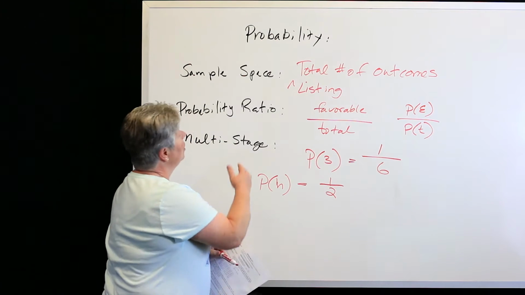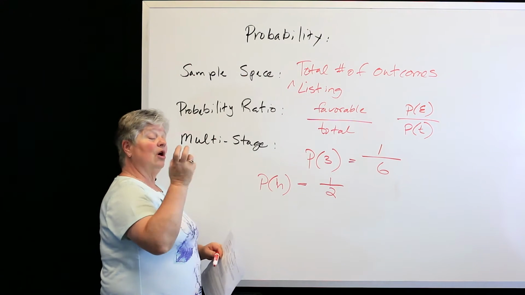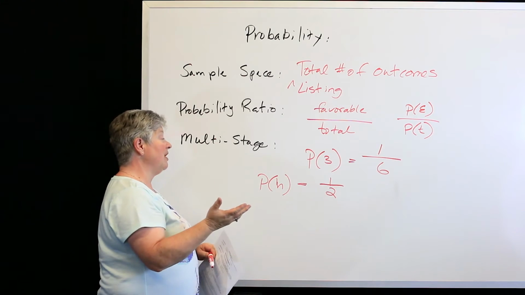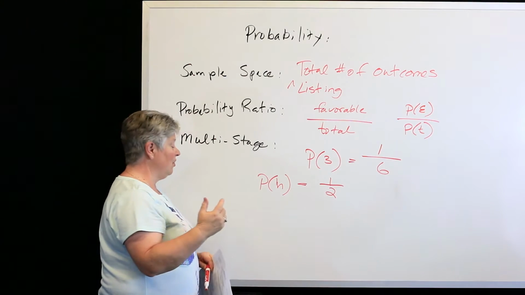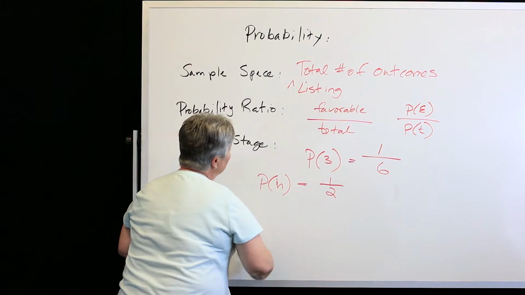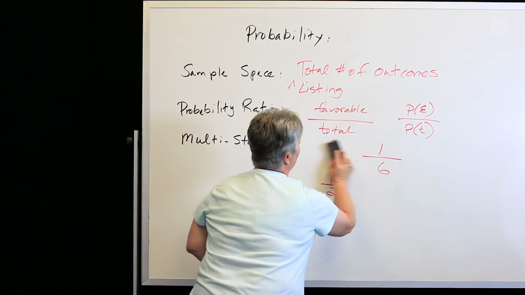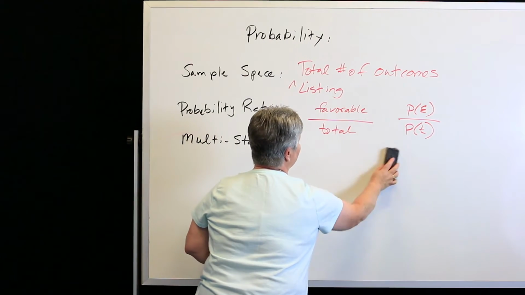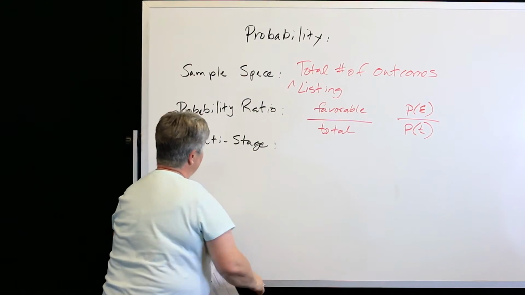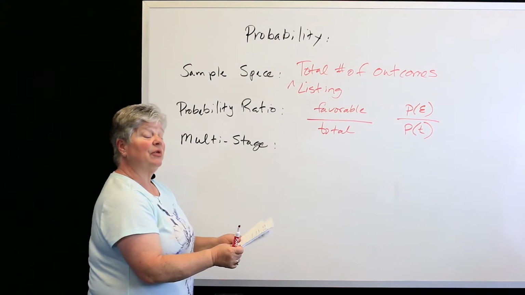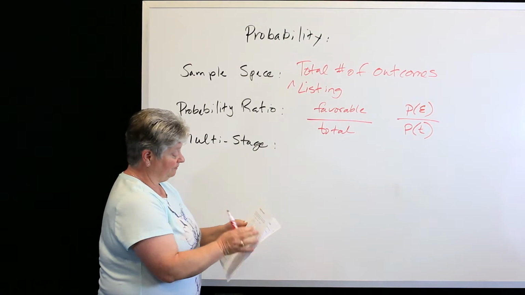What I just described to you is what we'd call single stage, so I'm rolling the dice or tossing the coin. Occasionally we will also have an example where we're talking about a multi-staged experiment. So here's an example. This is what we would look at for this one.